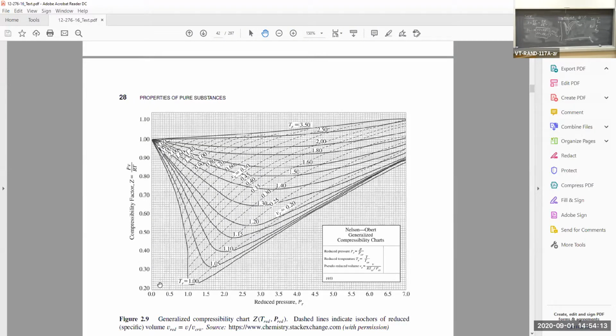Now let's look at reduced pressure first. Here we have a reduced pressure of 0.5. Here we have a reduced pressure of about 0.25 right in the middle. 0.2 is a little bit closer here. And we can see that all these curves of constant reduced temperature indicate that the compressibility factor Z starts to collapse towards 1 as reduced pressure goes to 0.